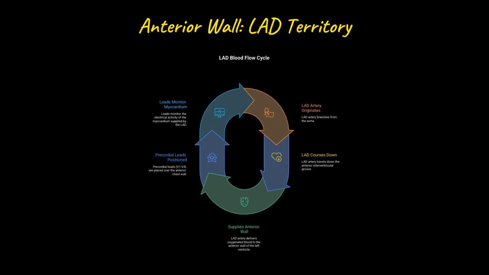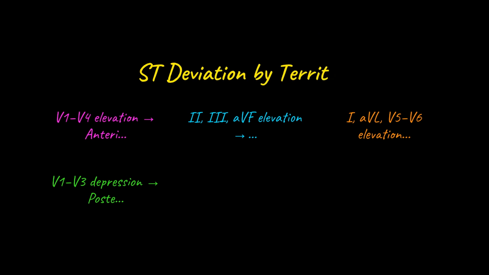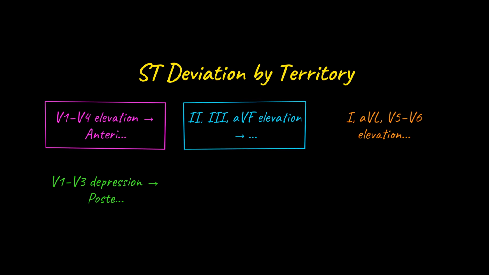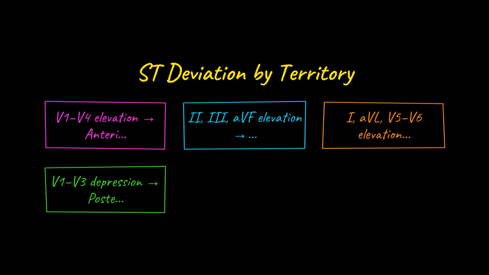Because the LAD feeds the largest territory of left ventricular muscle, occlusion here carries higher mortality than inferior or lateral infarction from a comparable clot. Lead groupings map directly to coronary territories. Elevation in V1 through V4 means anterior wall and LAD. Elevation in the inferior leads implicates the RCA. Lateral leads implicate the left circumflex. Critically, ST depression in V1 through V3 is a mirror image of posterior injury. The direction of deviation matters as much as the leads involved.